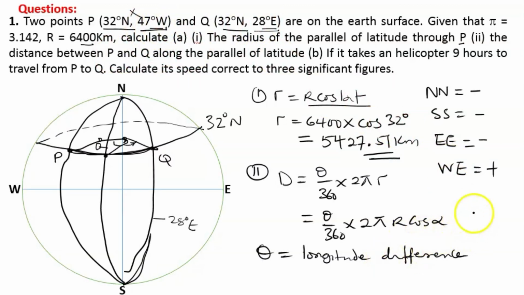So we say 47 added to 28. When we do that, this is going to give me 75 degrees. So my theta is equal to 75 degrees. Now let's go straight to the question proper. The question is saying that we should find the distance. So distance now is 75 divided by 360 multiplied by 2 multiplied by 3.142 multiplied by r.